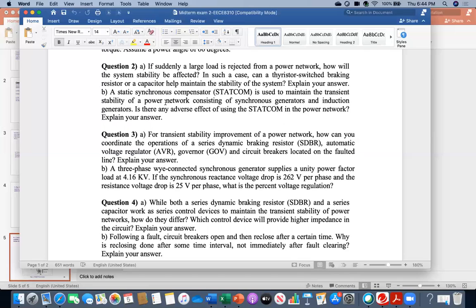Then, a static synchronous compensator, STATCOM, is used to maintain the transient stability of a power network consisting of synchronous generators and induction generators. Is there any adverse effect of using the STATCOM in the power network? So what did you write as the answer?